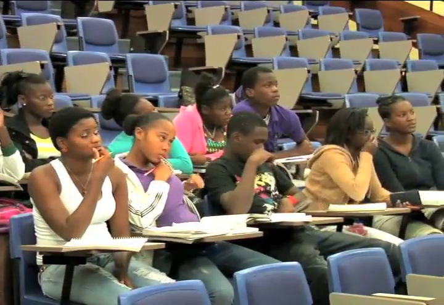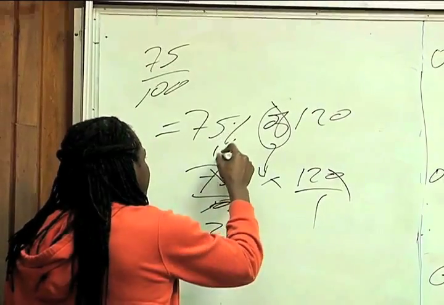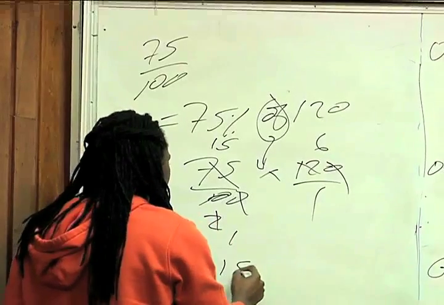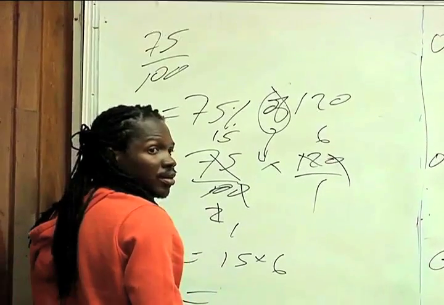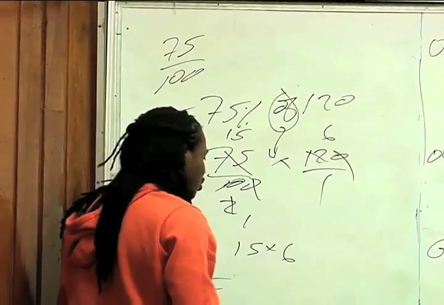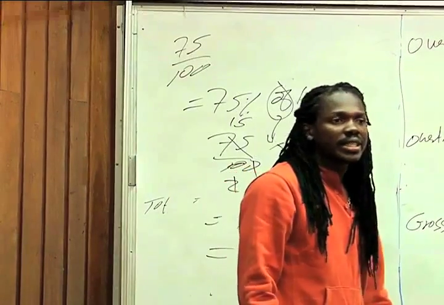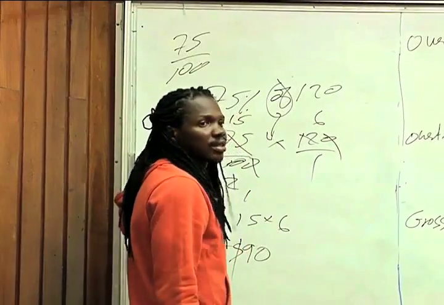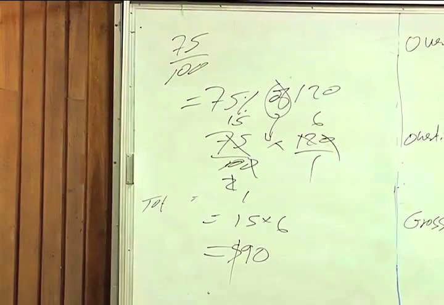Five into 75: 5 twelves are 60, and 15 are left, that is 15 times 12. How much is that? 15 times 2 is 30, times 3 is 90. 90 what? So you have to pay $90. You understand that? Is it simple?